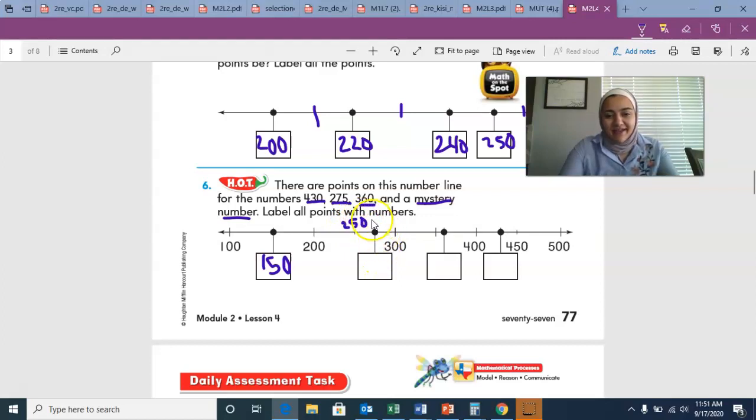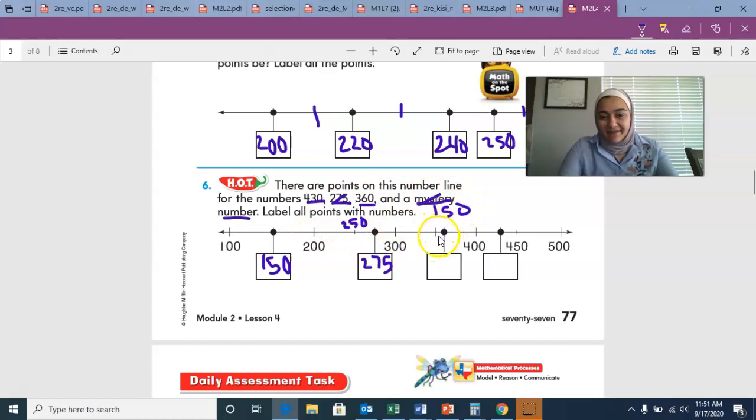And then what goes between 250 and 300? 275. Very good. 275 is larger or greater than 250, but it's smaller than 300. So we've used that number. We used the mystery number. Mystery number was 150. And then we have 300.